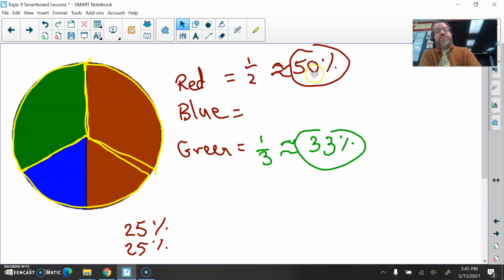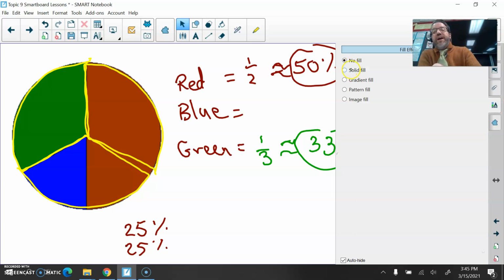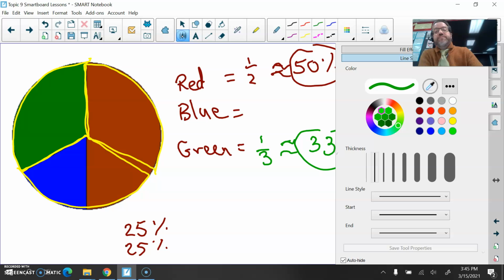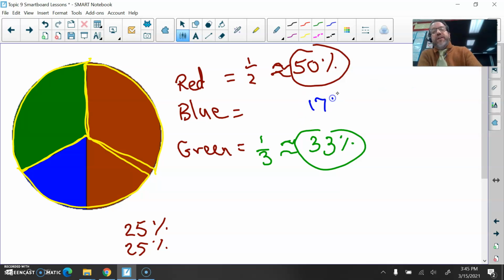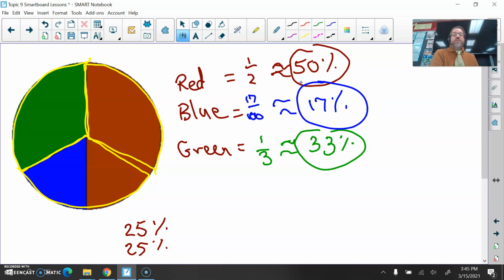If the red is 50% and the green is 33%, then for the blue, all I have left is the other 17%, right? Because 33 plus 17 is 50, and 50 and 50 is 100%. So the blue section would be approximately 17%. As a fraction, by the way, that would be 17 out of 100. I'm really just looking at the percents here today for my estimates.